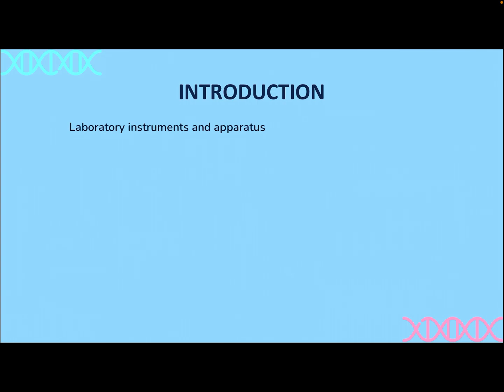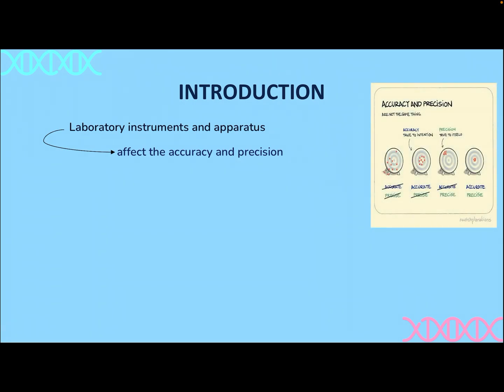Laboratory instruments and apparatus can affect the accuracy and precision, so we first recall what we mean by accuracy and precision. In the picture, the center or the target reflects the true result, and accuracy is how close the measured value is to the accepted true value, while precision is how close repeated measurements are to one another. So, calibrating and checking our laboratory instruments and apparatus is very important or critical to achieve dependable results.